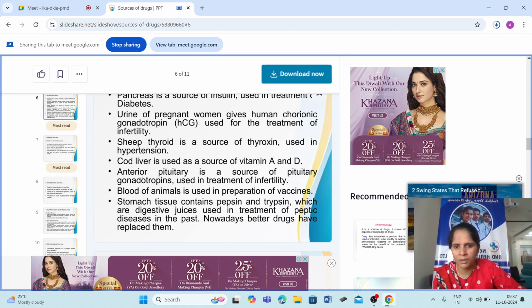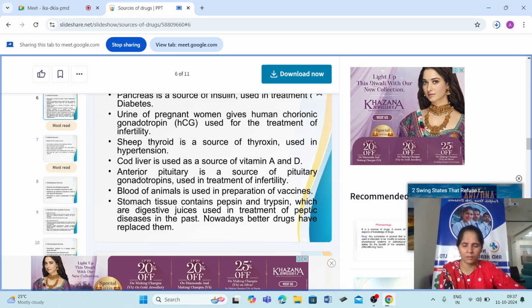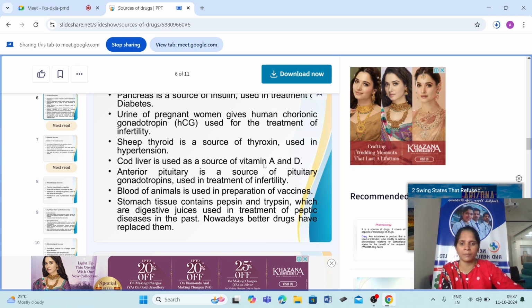And next, cod liver. This cod liver, they even use in cooking also. So this cod liver is an excellent source of what? Vitamin A and vitamin D. Next, you can go with the usage of anterior pituitary. Anterior pituitary is a source of pituitary gonadotropins. Even that can also be used in infertility treatment. And sometimes blood of some animals is used in the preparation of vaccines also.